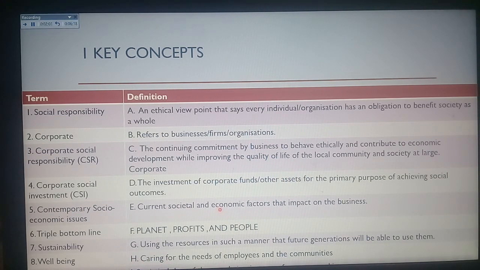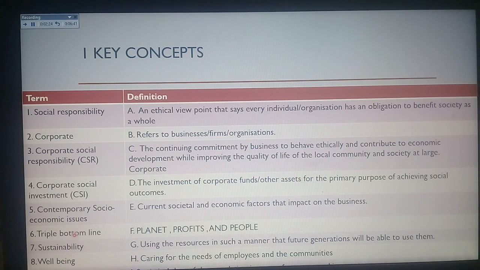Contemporary socio-economic issues. We are referring to current social and economic factors that impact on businesses. Right now, we are having load shedding, water shortage, crime, poverty, and unemployment. All these things are contemporary socio-economic issues. It's very imperative that you know this.